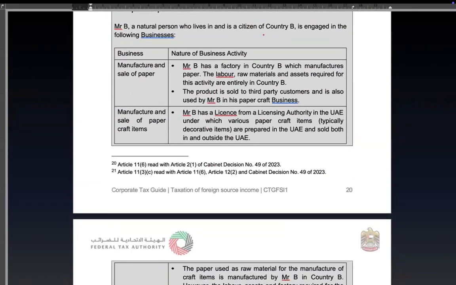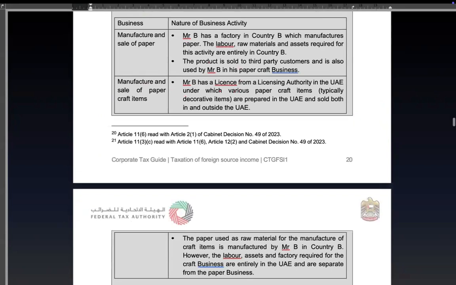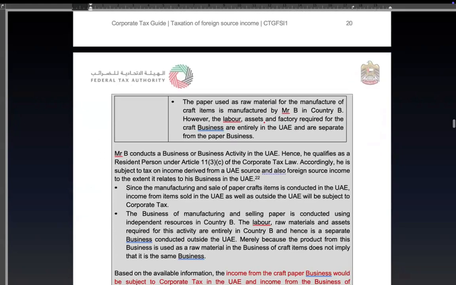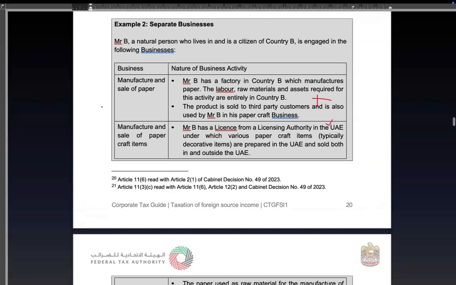A natural person who lives in country B is engaged in the following business: manufacturing and sale of paper. The factory is in country B, and the sale of paper is under a license from a licensing authority in the UAE. This is country B, outside the UAE. This is in the UAE. We need to check what the total income from the UAE is. Then income from the craft paper business would be subject to corporate tax in the UAE. Income from manufacturing and selling paper outside the UAE will not be subject to tax in the UAE. This is in the UAE, so it will be subject to tax in the UAE.